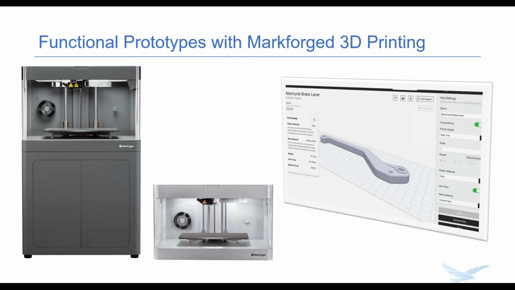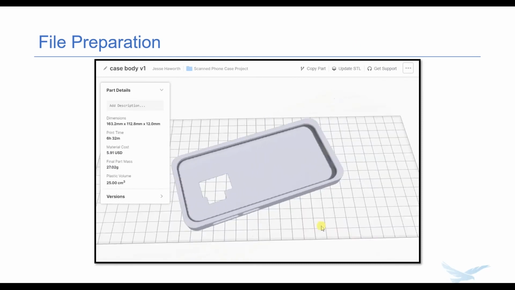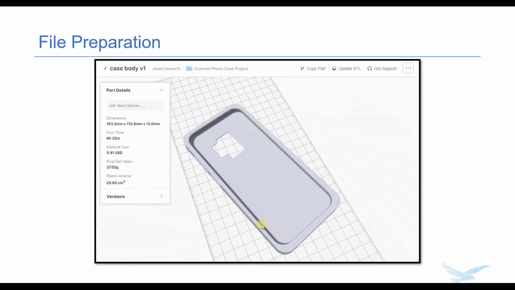Markforged also uses their own software called Eiger to prepare files for printing, which I'll cover here in a bit. Eiger will accept STL files, like Matt mentioned, which makes it pretty CAD neutral, and it's perfect for bringing in a processed scan file. So here we have an animated example of bringing the first phone case into Eiger.